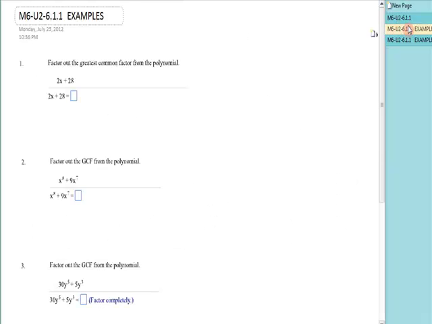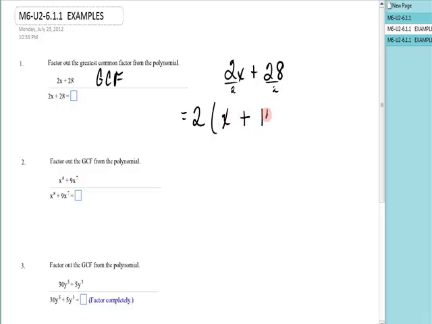Let's take a look at some problems. The first one says factor out the greatest common factor, that's GCF, from the polynomial, and I'm given 2x plus 28. Well, is there a number that is a common factor between 2 and 28? The answer is yes. 2 is in common. What you're going to do, you don't have to write it down, but what you will be doing is dividing both of these terms by 2. 2 goes into 2x, x times, plus 2 goes into 28, 14 times. These no longer have a common factor.